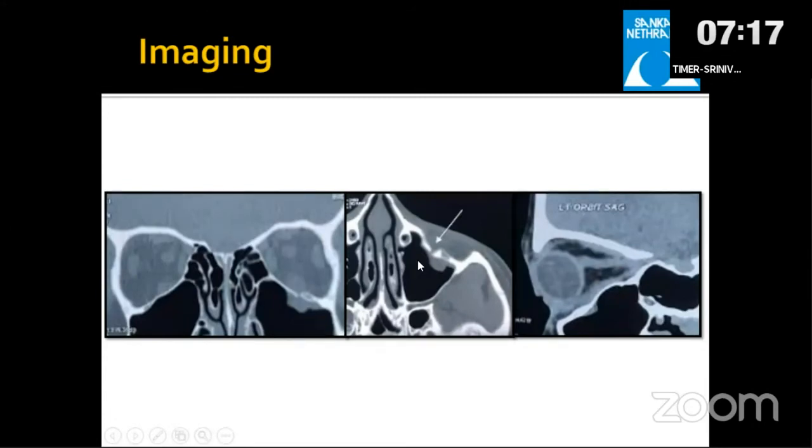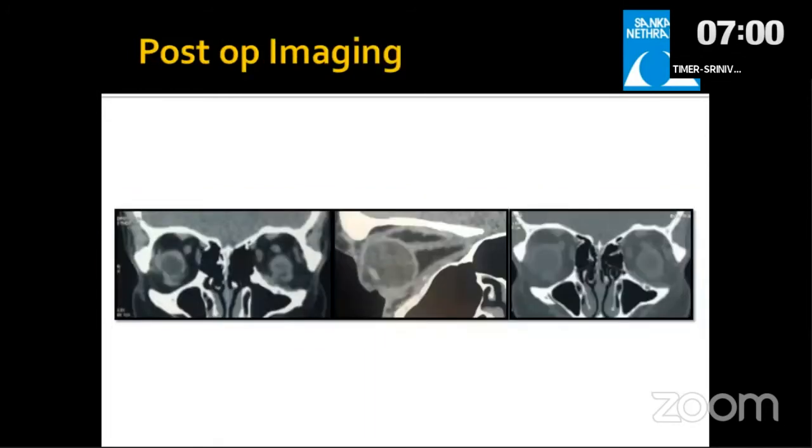So the bone has fractured, and it has come back to its original place because of the pliability in young patients, and the muscle has just been entrapped there. These cases don't need much volume restoration. We just need to go and release the muscle, and that was what was done here. And this is the post-operative imaging.